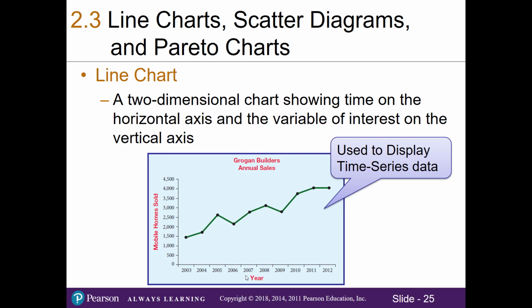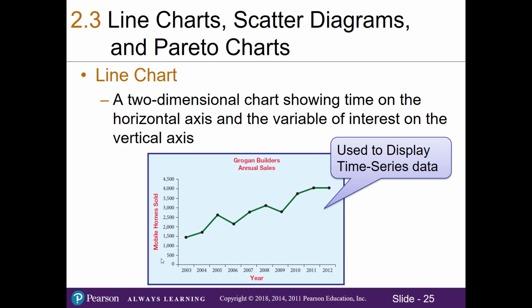So a line chart is a two-dimensional chart showing time on the horizontal axis. So here we see years as my time, and the variable of interest is on our vertical axis. So here our variable of interest is the number of mobile homes sold. Line charts are used to display time series data.